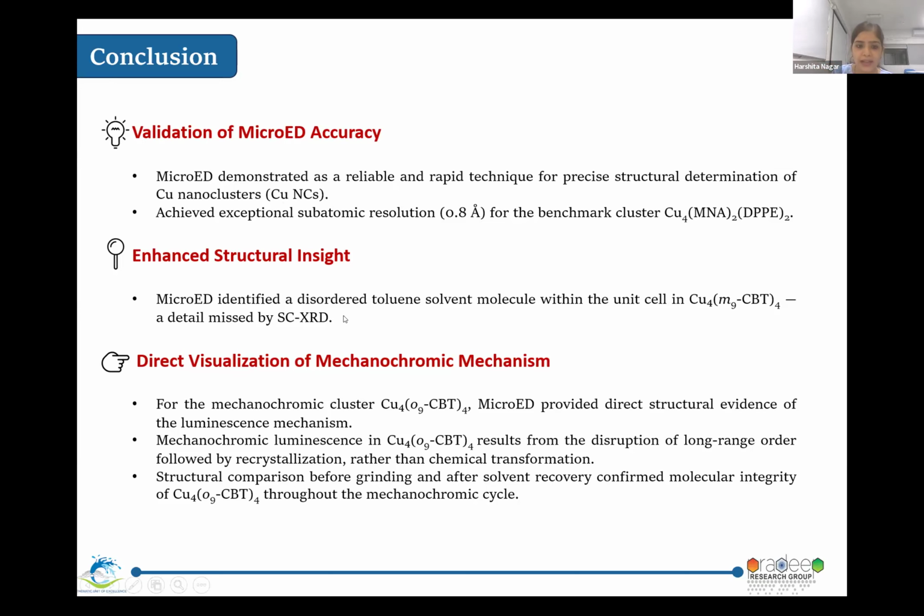From the second example, microED identified a toluene solvent molecule within the unit cell, which was missed in single crystal XRD. And third, direct visualization of the mechanochromic mechanism. That is, for this copper 4 cluster, microED provided direct structural evidence that the luminescence mechanism arises from the disruption of the long range order, followed by recrystallization, rather than any chemical deformation. And then we compared the structure before grinding and after solvent recovery, which confirmed the same structure throughout the mechanochromic cycle.